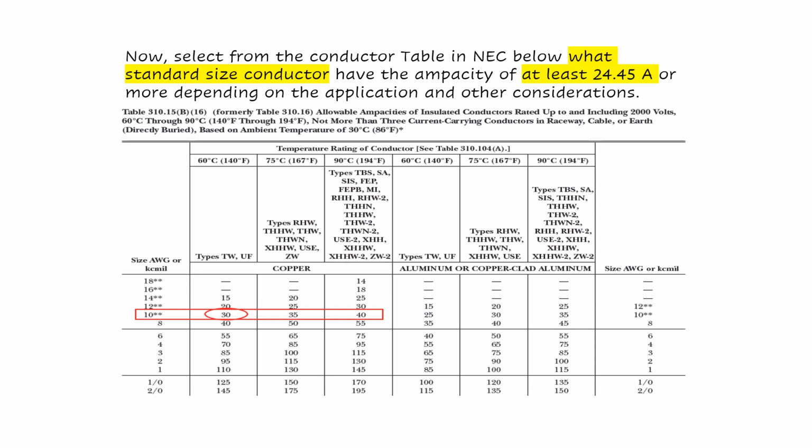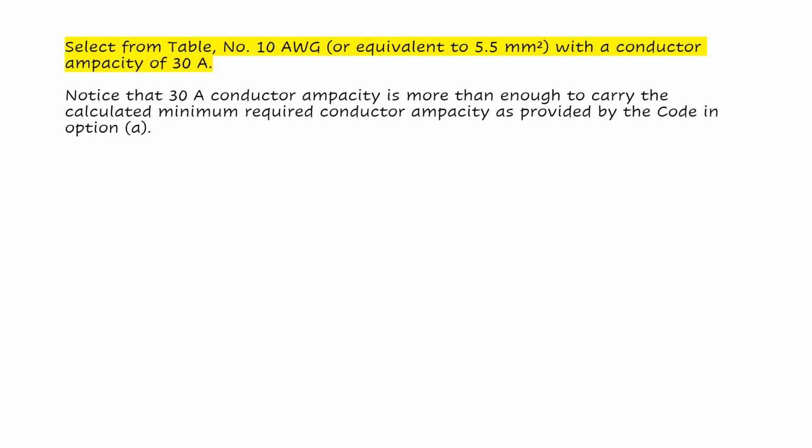So we have here the conductor table. As we can see, 30 ampere is selected from the 60-degree column, and this corresponds to number 10 American wire gauge, which is equivalent to 5.5 mm squared. So we have to select from the table number 10 American wire gauge, or equivalent to 5.5 mm squared, with a conductor ampacity of 30 ampere. Notice that the 30 ampere conductor ampacity is more than enough to carry the calculated minimum required conductor ampacity as provided by the code in option A.